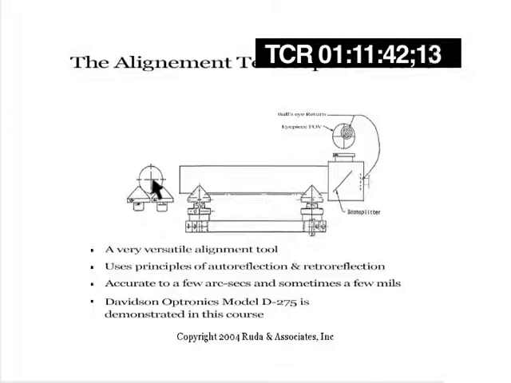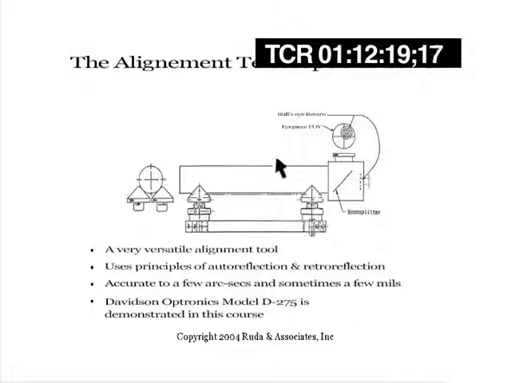If we want to move the alignment telescope in the horizontal direction, what we do is we take the two cones on the right side and say screw them upward. That forces the center point of the alignment telescope to move at a 45-degree angle parallel to this edge. If we then take these two cones and screw them downward by the same number of turns that we screwed these upward, then the optical axis of the alignment telescope will move down at a 45-degree angle, and the result will be a net horizontal translation.